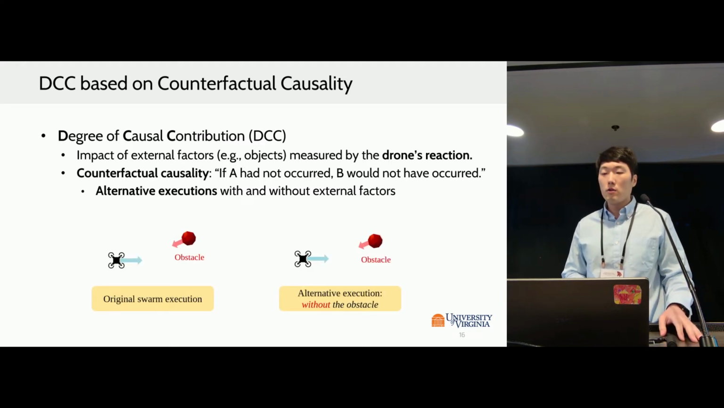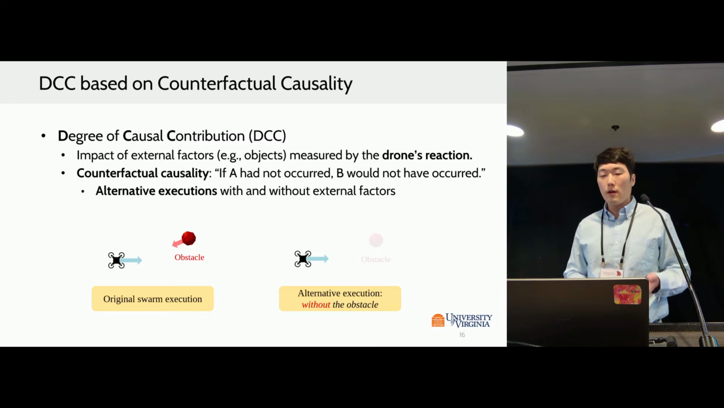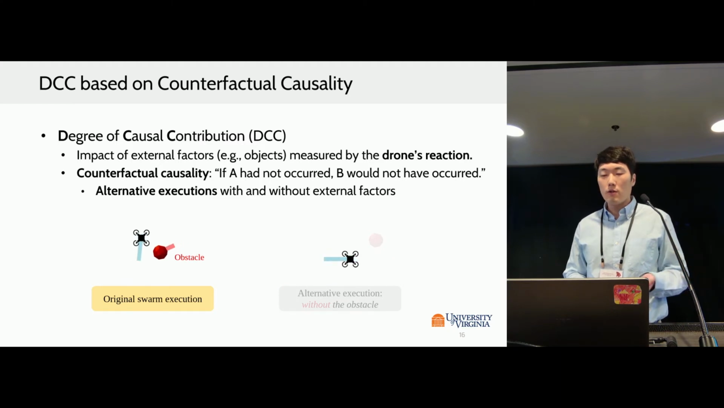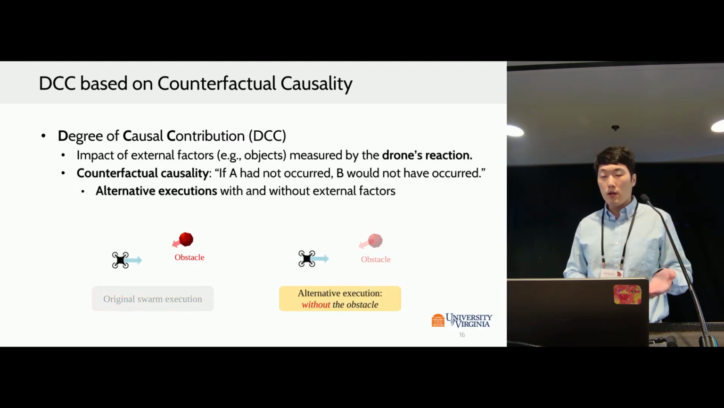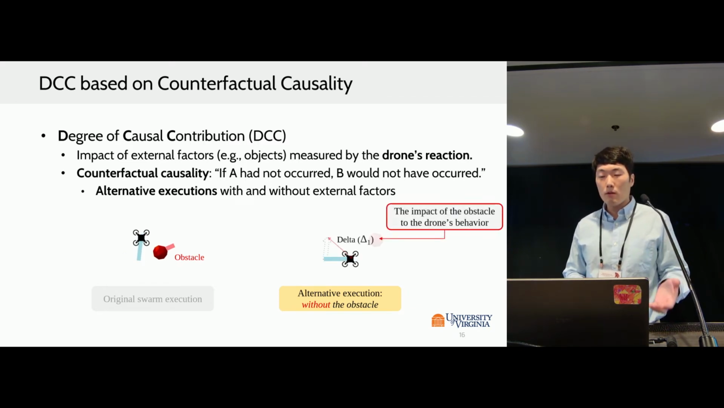So let's take a look at this example. On the left side, we see the original execution, and on the right side, we see the same execution, just without the obstacle. Now the obstacle over here acts as A in our counterfactual causality. Compared to the original execution, as you can see here, removing the obstacle changed the flight path of this drone. So we capture the impact through this delta, which basically is B.